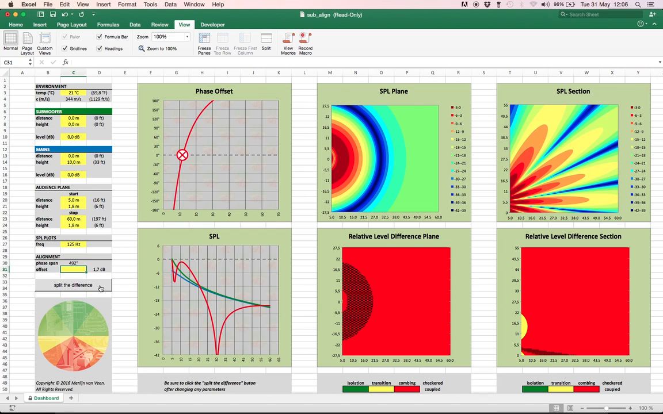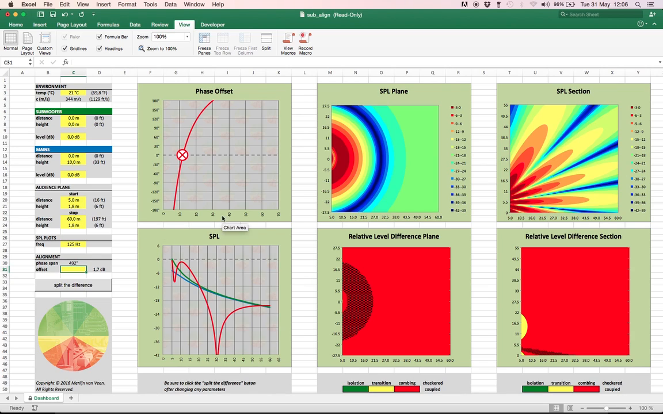Now, what does it do, split the difference? It will look at the entire scope of our problem, which is currently 492 degrees, and it will try to find an alignment position where the error in the front of the audience is proportional to the error in the back of the audience. So in other words, at the start of our audience area at 5 meters distance, as shown in the audience plane settings, currently at this position, the subwoofers are physically closer and leading by approximately 245 degrees.